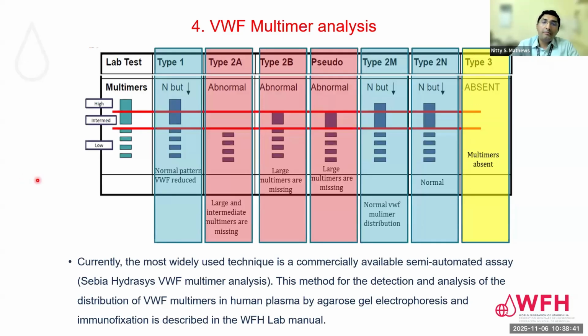Now, the von Willebrand factor multimer analysis is a laborious task, and it's basically an SDS agarose gel electrophoresis-based system. And currently, the most widely used technique is a commercially available semi-automated assay, which is the CBR Hydrasys von Willebrand factor multimer analysis. This method for the detection and analysis of the distribution of VWF multimers in human plasma by agarose gel electrophoresis is described elaborately in the latest WFH lab manual.